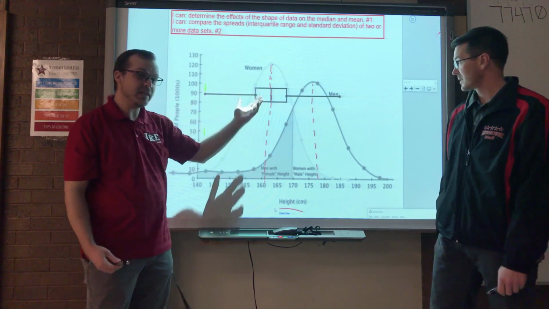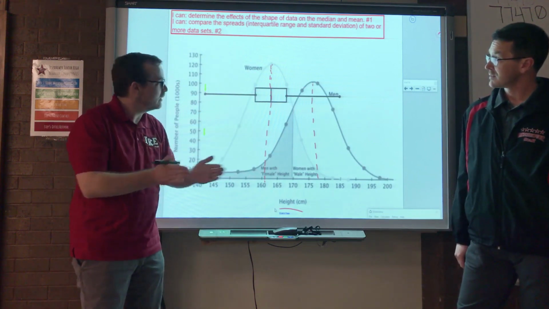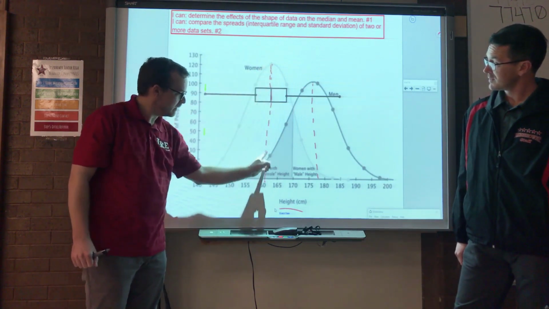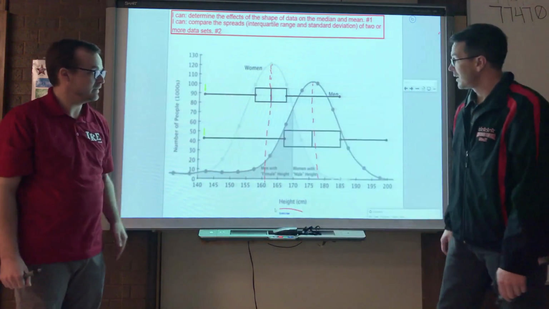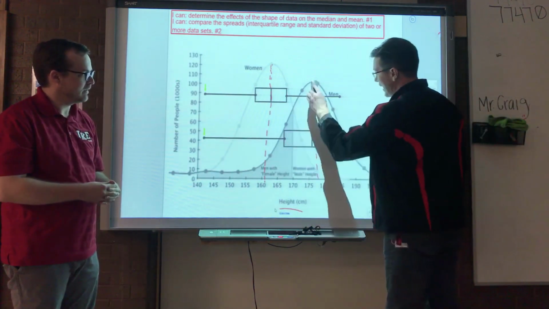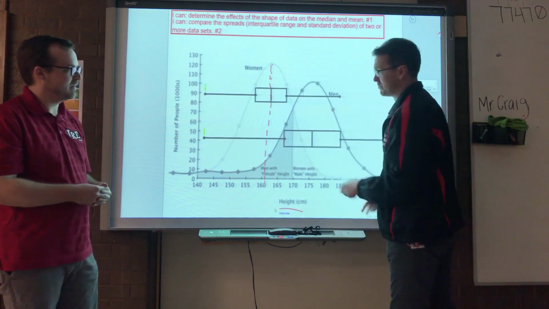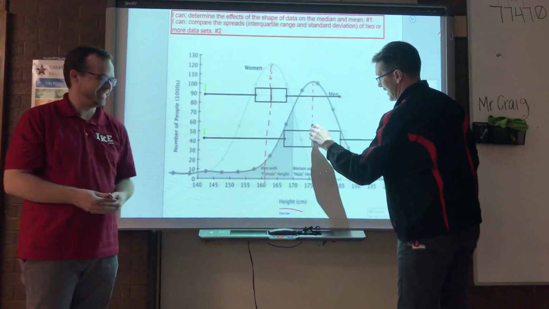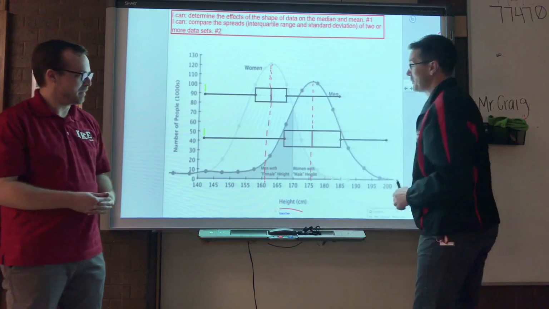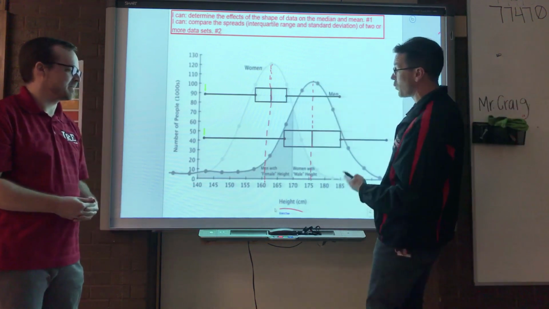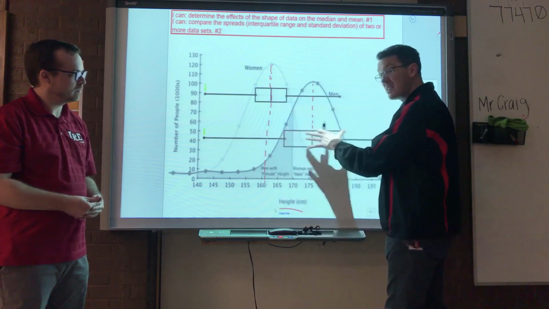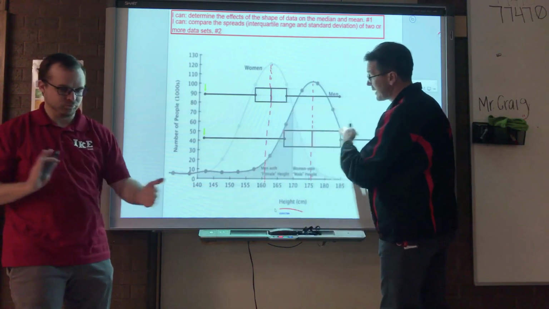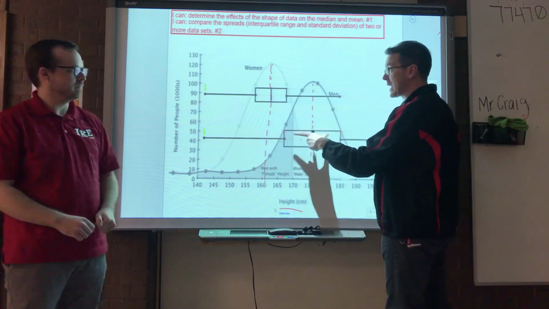So what we're saying is the average or the middle height for women is about 162 centimeters, whereas for the men, man, Mr. Craig, you can't draw a straight line. I guess I'm not perfect. All right, the median for the men was about 175, maybe 176. But we also noticed that that interquartile range, or that 50% of the data, tends to spread us out a little bit more, so there's more range here.